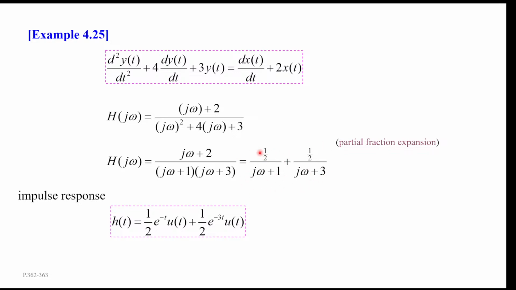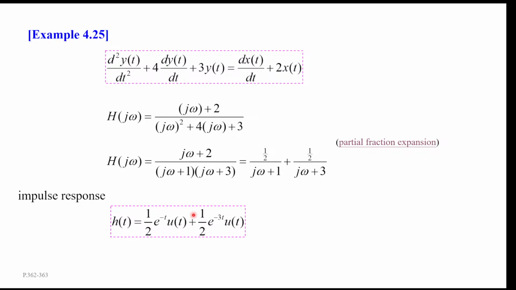You can get the coefficient here is 1/2, coefficient here is also 1/2, and then you can now do inverse Fourier transform from this thing. Inverse Fourier transform, then you get your h of t equal to this 1/2, and the inverse Fourier transform of 1 over j omega plus 1 is e to the minus t u of t, and 1 over j omega plus 3 is e to the minus 3t u of t.